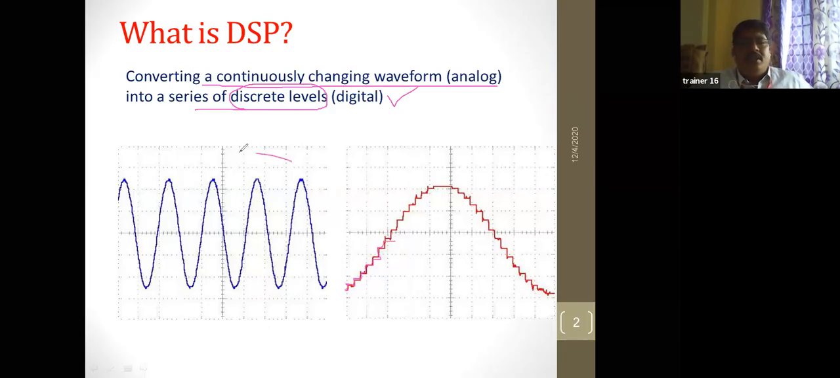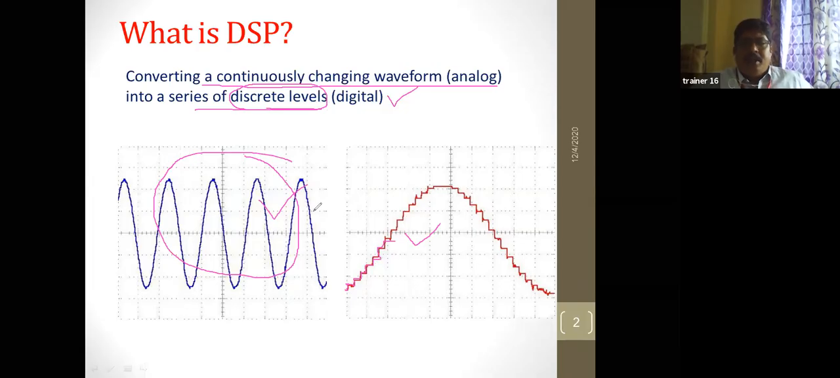This is the analog signal, and this is the digital. What does DSP mean? The continuously changing waveform is analog. Here, the continuously changing waveform is converted into a series of discrete levels in digital.